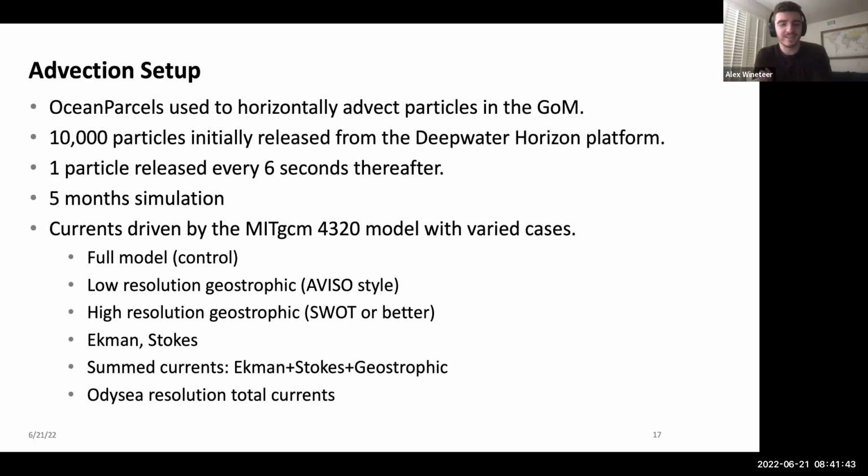Another thing that maybe I should have had in here. Ekman currents I compute just based on simple Ekman dynamics. It's basically a percentage of the wind at 45 degrees to the wind. And then Stokes drift, I actually did it two ways. One was a wind parameterization, and the other was taken from ERA5 for the same dates as this model run. They produced kind of similar results, so I just showed the wind parameterization for this one.